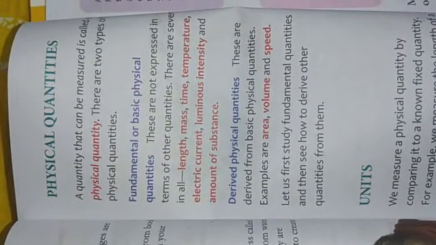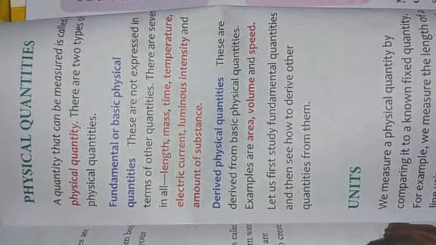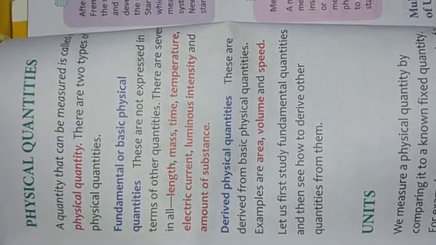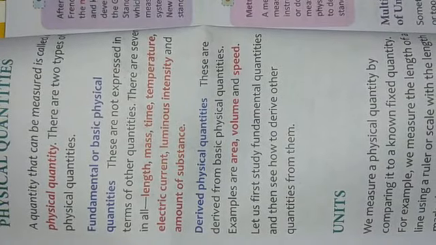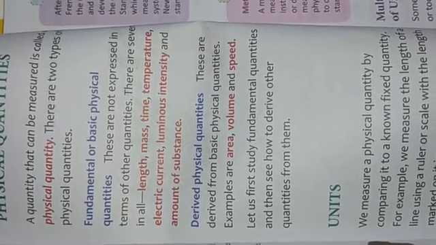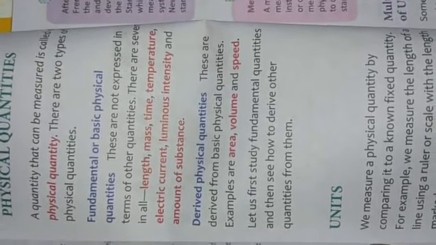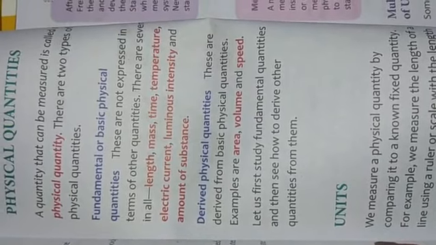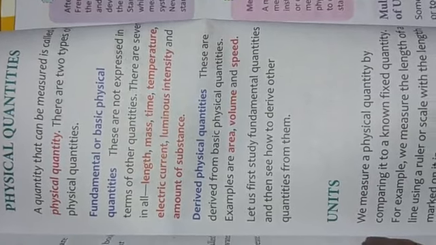Now there are two kinds of quantity, namely what? Physical quantity and non-physical quantity. A quantity that can be measured is called what? Physical quantity. There are two types of physical quantities: fundamental or basic physical quantities, and derived physical quantities. Fundamental physical quantities are not expressed in terms of other quantities. There are 7 in all: length, mass, time, temperature, electric current, luminous intensity, and amount of substance. But since you are studying in class 6, you have to know about length, mass, time, and temperature. Okay.